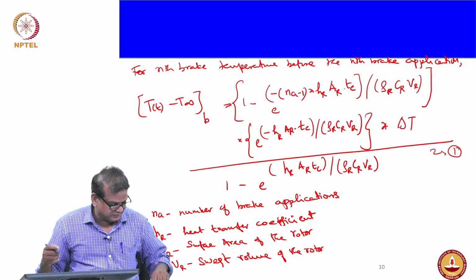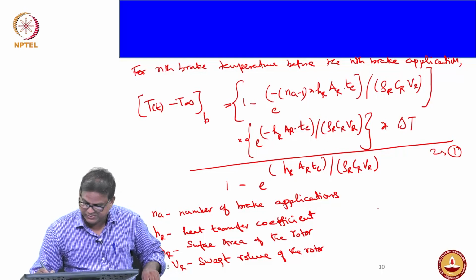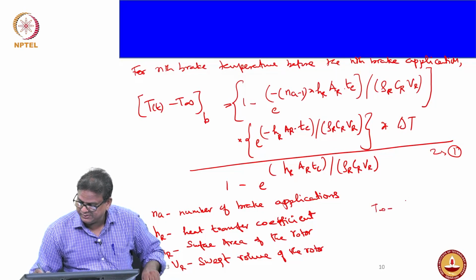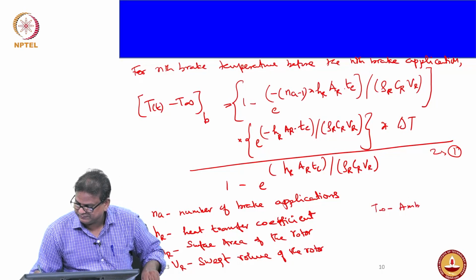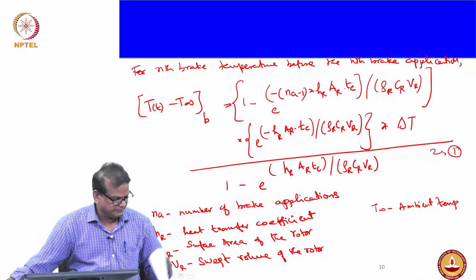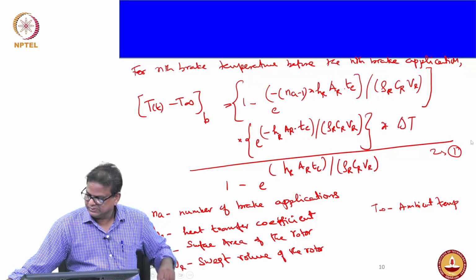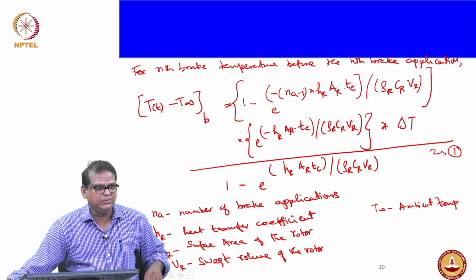Now we need to understand the relative temperature after the nth application. Just one more piece of information: T infinite is your ambient temperature or room temperature. This is the ambient or room temperature. Shall I move on?